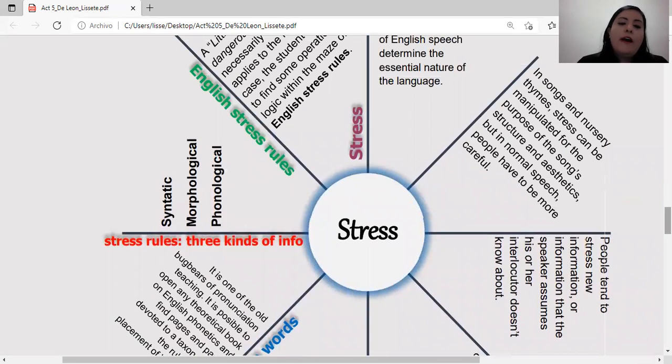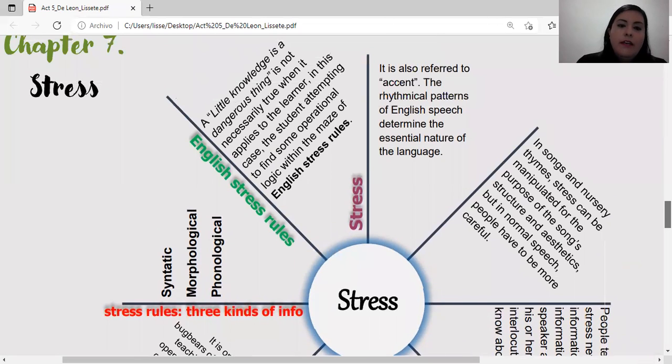Okay, we have 3 stress rules. So 3 kinds of information: syntactic, morphological, and phonological. English stress rules. A little knowledge is a dangerous thing. So this is a common phrase that is stated in chapter 7. It's not necessarily true when it applies to the learner, in this case, the student attempting to find some operational logic within the maze of English stress rules.